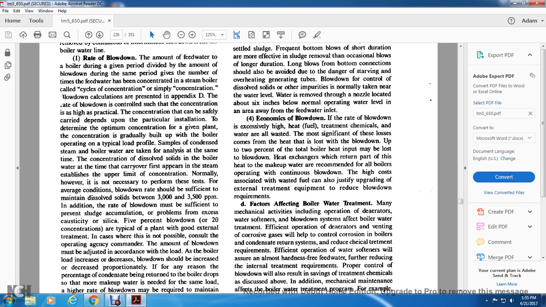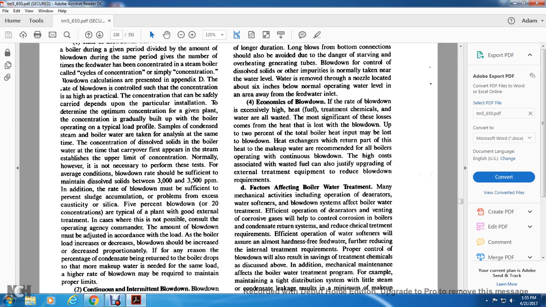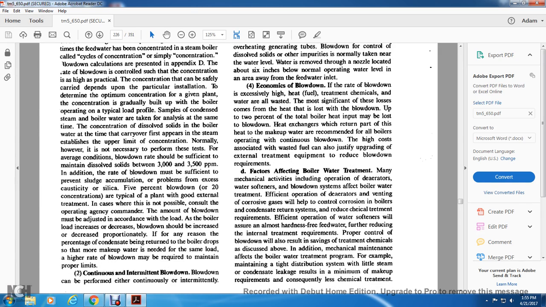The blowdown rate must be sufficient to prevent sludge accumulation and prevent excessive silica. Five percent blowdown, or 20 concentrations, is typically planned with good external treatment. Where this is not possible, consult with the operating agency. The amount of blowdown must be adjusted in accordance with the load. As the boiler load increases, the blowdown should decrease proportionally.